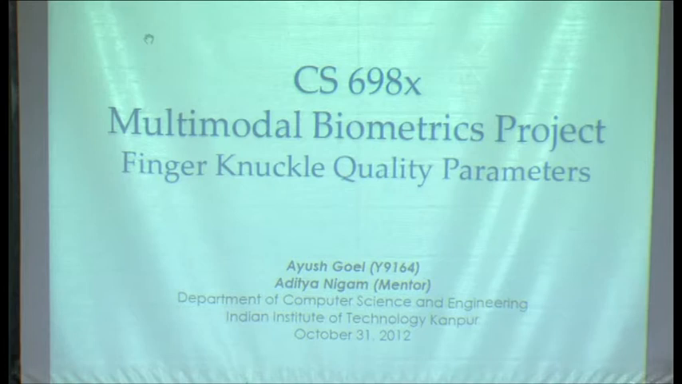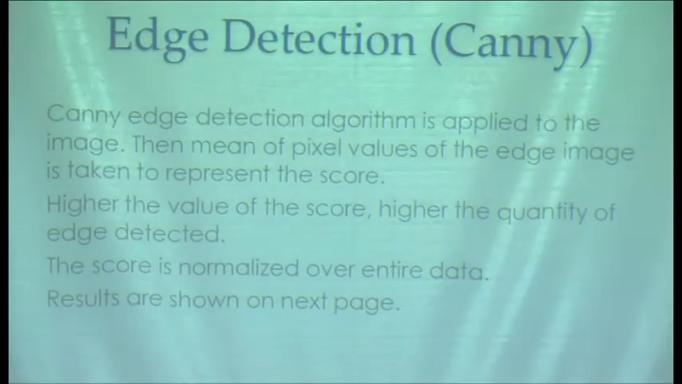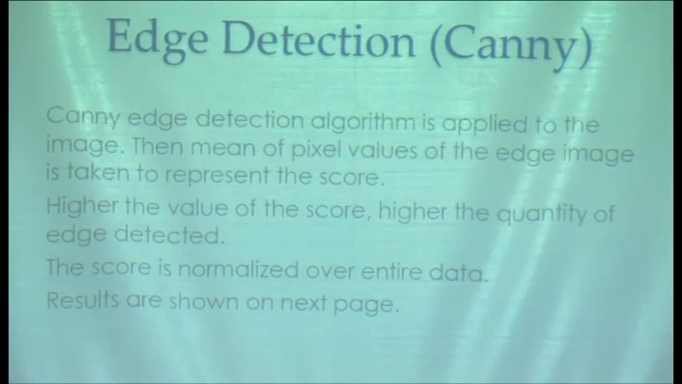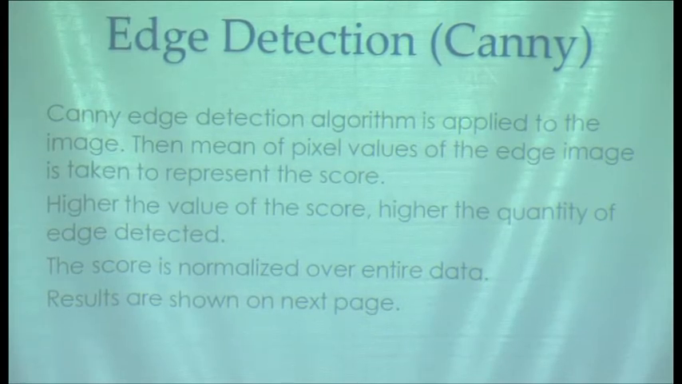My project topic was string and other quality parameters. Coming directly to the implementation work, edge detection was applied using Canny edge detection, and then the mean of the pixel values was taken. The mean of the pixel values was giving a very low score, so I normalized it over the whole database, and the higher the value in the database, the better the image.